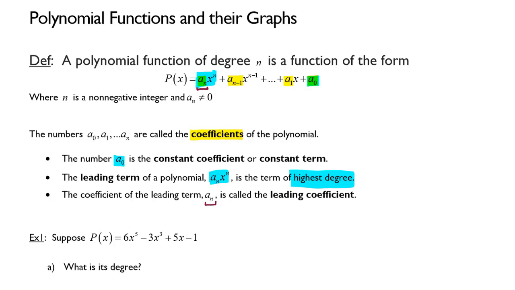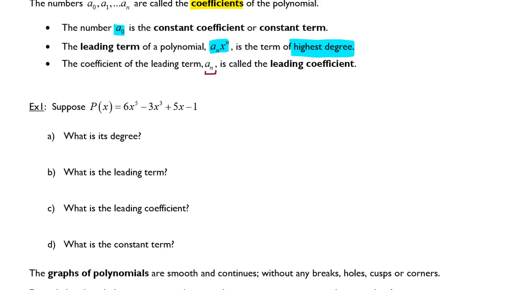Let's look at an example to show how this actually works now that we have all this vocabulary. Suppose p of x is equal to 6x to the 5th minus 3x to the 3rd plus 5x minus 1. What is the degree? The degree is 5 because the highest degree exponent is 5.